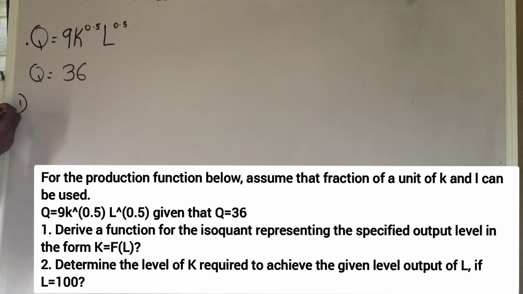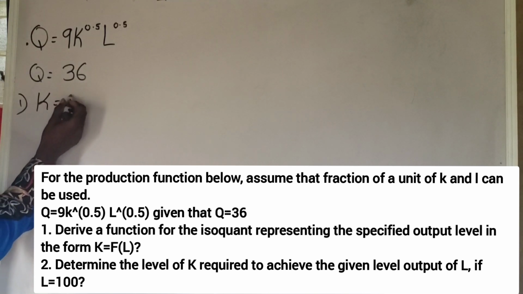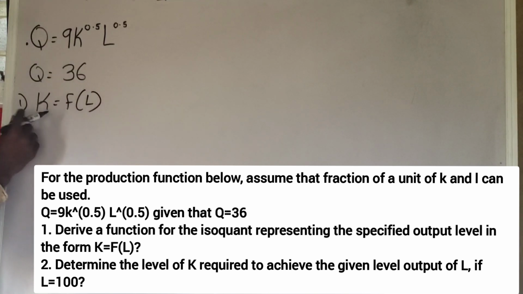The first question, we are asked to derive a function for the isoquant representing the specified output level in the form K equals f of L. Do you know the meaning of this? That is, we are asked to make K the subject of the relation. They want us to derive the production function that looks like this. You can see that K is at the left hand side of this equation. K is a function of L. Therefore, we are asked to make K the subject of the relation. You understand what I'm saying?